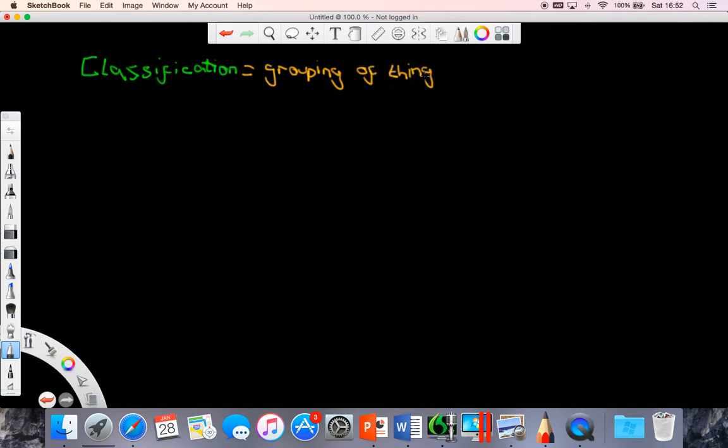So the start of B1 asks you to look at classification and how organisms are classified. So first of all, we need to define classification. Classification is just simply the grouping of things by their features.